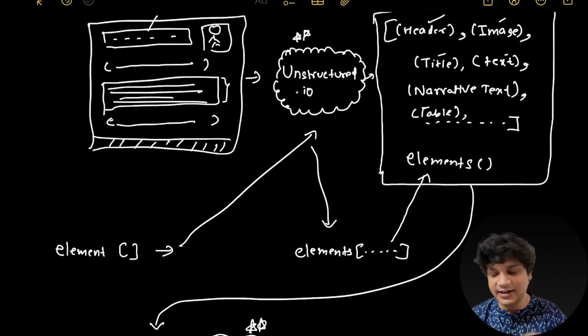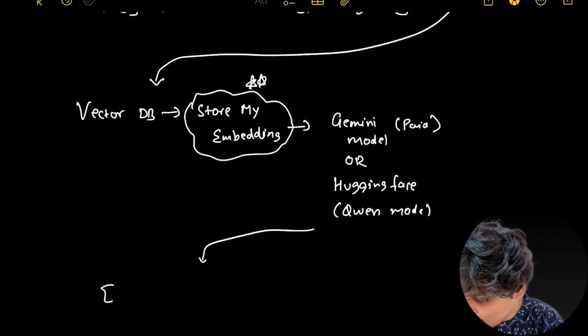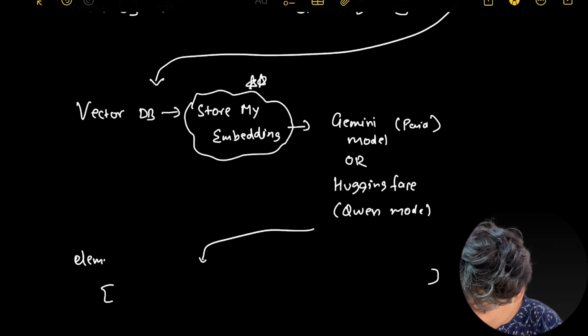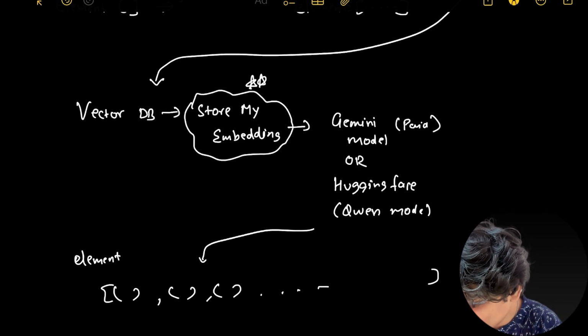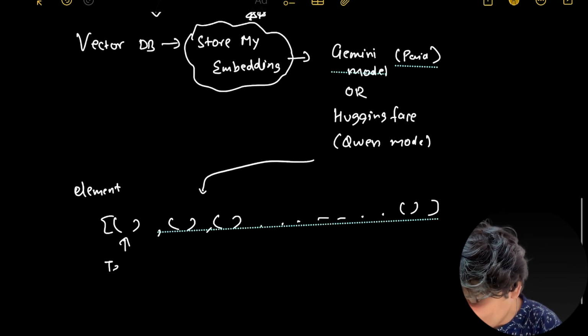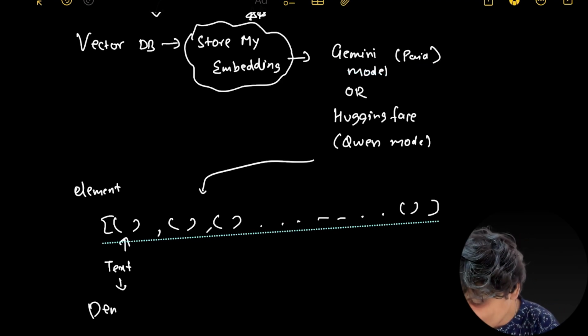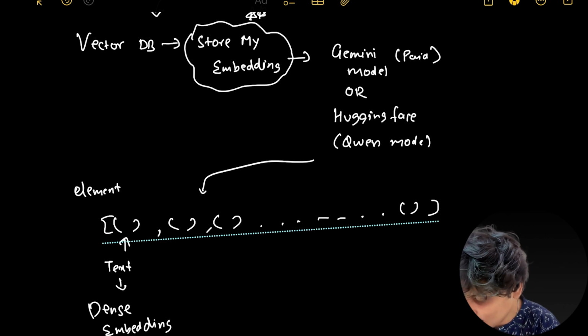So wherever I see an image, I am going to iterate over it in a list. This is my element list. I am going to iterate it from left to right. Suppose the first item is basically text. For text, I will be doing the dense embedding, just like the previous one. And then let's say here I have an image.